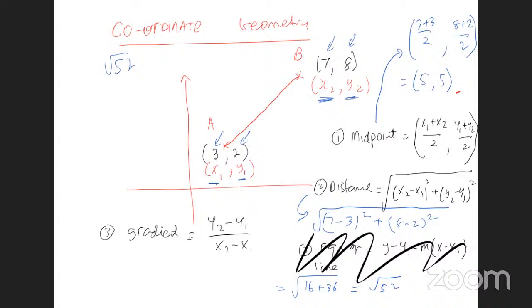Okay, so 52 is what? 4 multiplied by 13, correct? So that'll be root 4, root 13, which is 2 root 13. Correct? So you can simplify in terms of surds, right? Anybody got that?